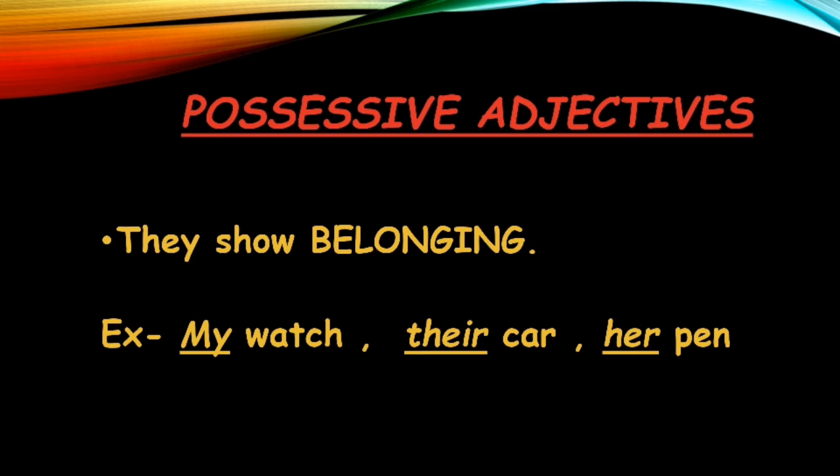Like my watch. Whose watch is it? Mine. What is the word my showing? It is showing belonging. Their chair, it is their chair. Her pen, the pen of that girl, that lady. So the words my, their, her are possessive adjectives because they are telling us about the belonging of the noun. The nouns watch, car, pen, to whom they belong, the words are telling us. My, their and her. That's why these three words will be possessive adjectives, because they are telling us to whom those three nouns belong. They are telling possession.